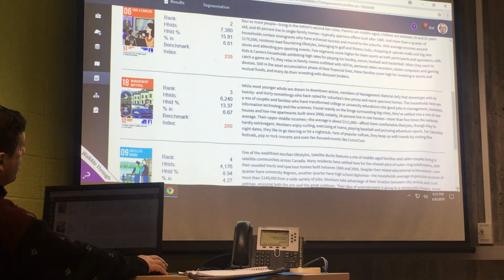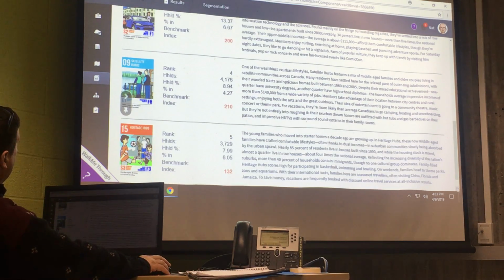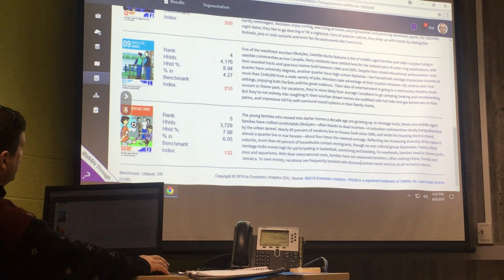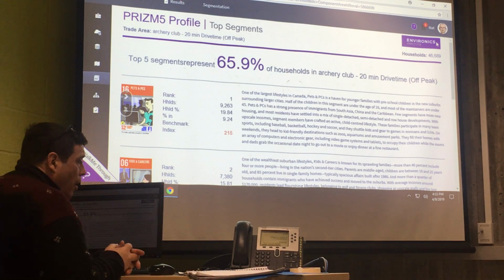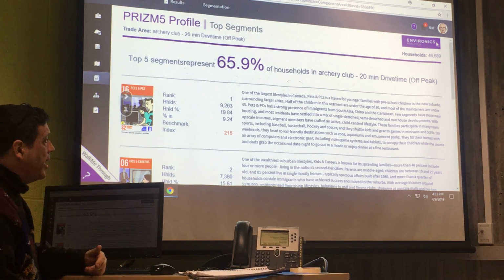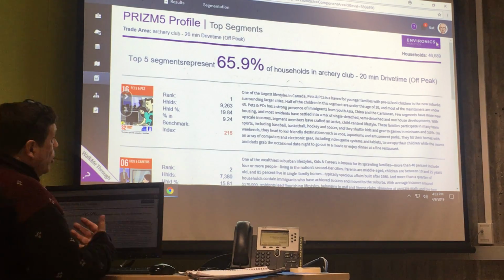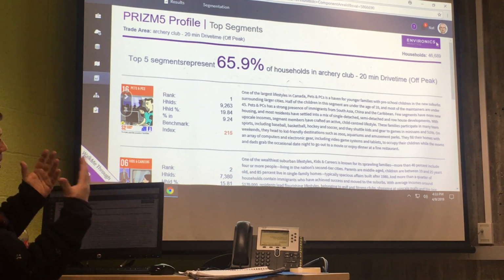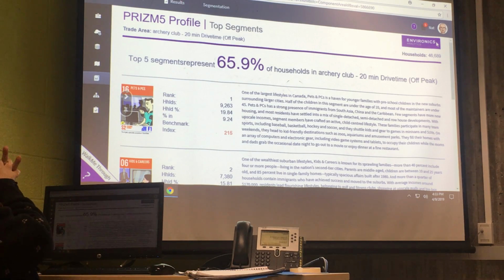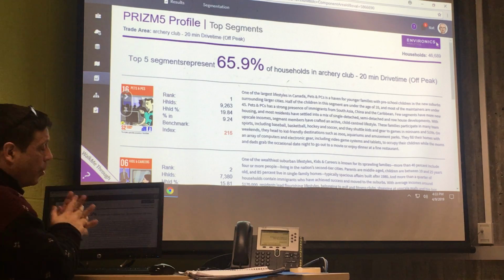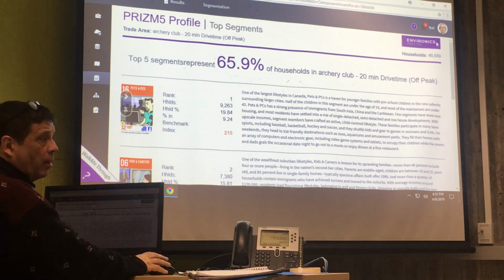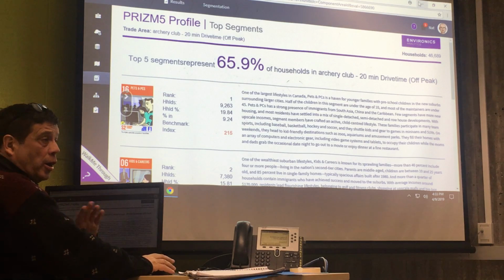Management material, these are younger people who have opted for the suburban lifestyle. Satellite burbs, heritage hubs. Okay, so these are the dominant 5 segments, and this is key in your assignment today. What you want to do is tell me the area that you've chosen. Are these segments appropriate to the product that you're trying to sell, the store that you're trying to create?